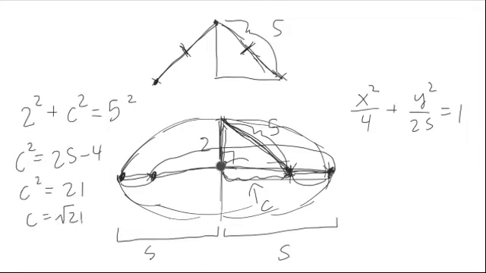So that means that the focus right here is square root of 21 over this way and square root of 21 over that way. Our center, in this case, is (0, 0). To get to the focus, we simply, to the x coordinate, add square root of 21, or we subtract square root of 21 from 0, and we get this. So these are the two coordinate points of the foci of an ellipse.